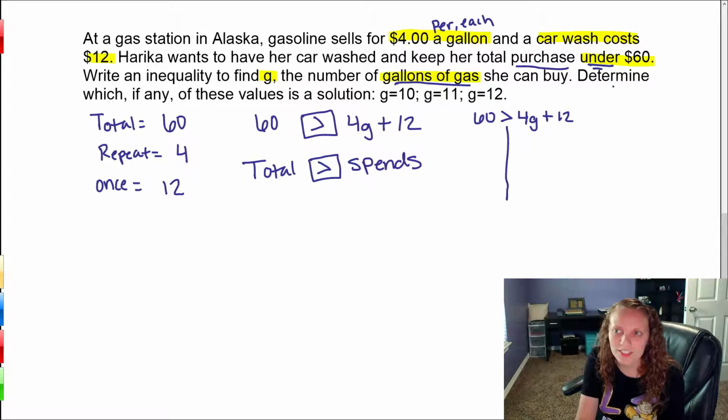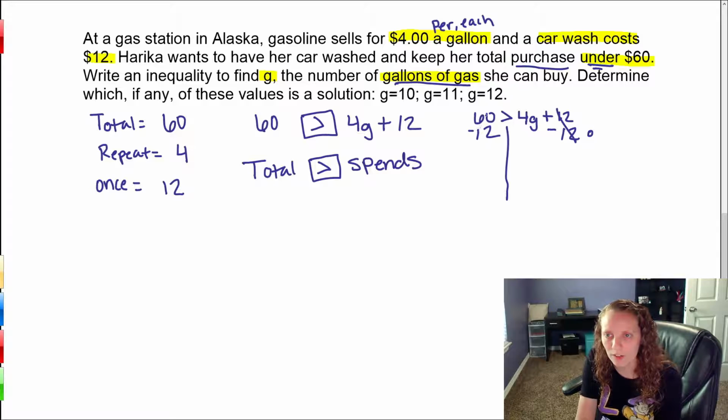Now the rest of this says determine which, if any, of these values is a solution. So we're going to have to figure out, could she buy 10 gallons, 11 gallons, or 12 gallons? So let's start solving. I see a plus 12. Let's subtract 12 on both sides. That cancels out to 0. 60 minus 12 would be 48. Bringing the inequality symbol down, and the 4G.